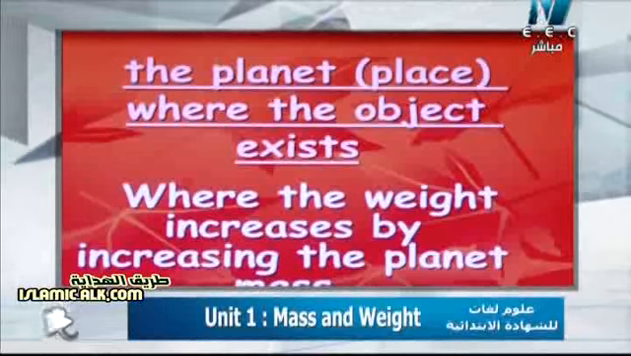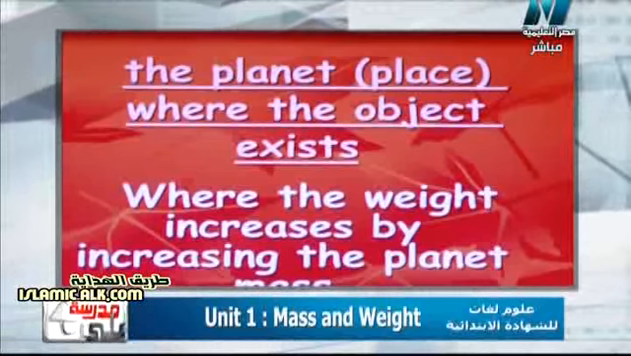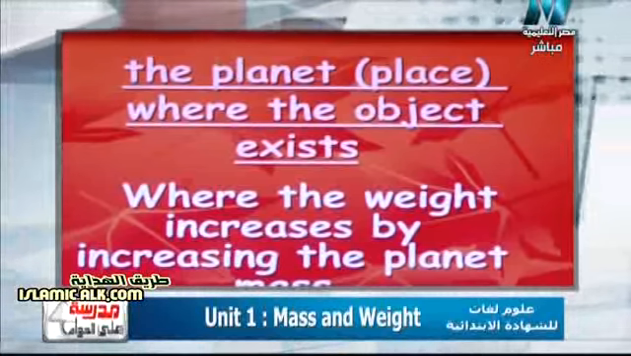A relation we call direct, meaning the more the size of the planet increases, the more the weight of my body increases on this planet. So again, I can say that the weight increases by increasing the planet mass. Where the weight increases by increasing the planet mass. That's the second factor which the weight depends on.